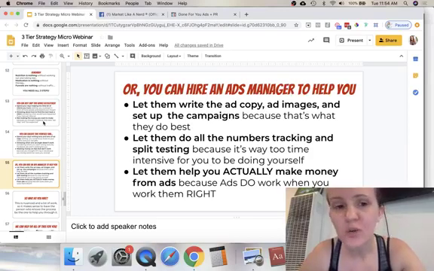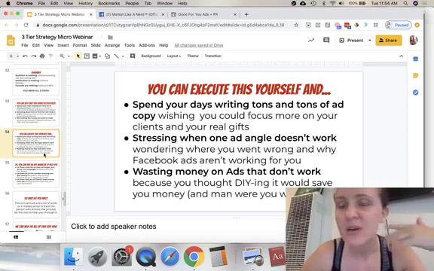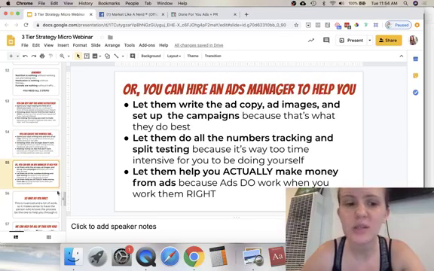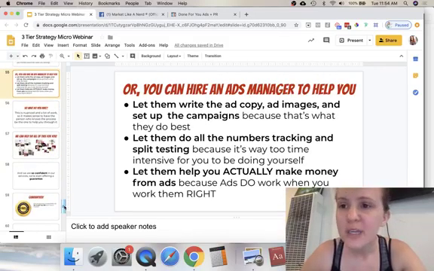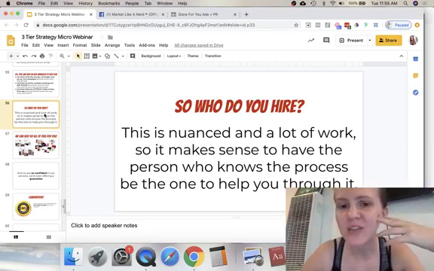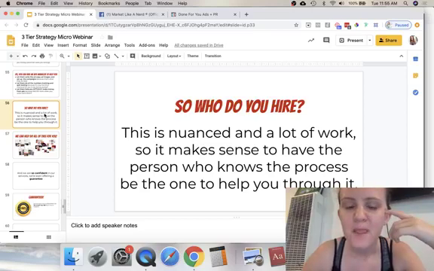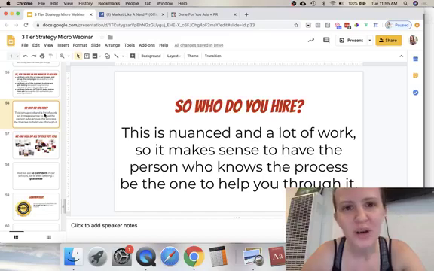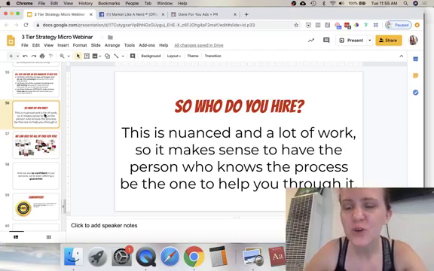So, that's the choice you have to make. Are you going to skip this advice altogether? Are you going to execute it yourself? Or are you going to hire someone to get help? Now, hopefully you've seen that what makes the most sense is actually hiring someone to help. But who do you hire? Because there are so many ads managers out there and they all make these different claims. So for that, I just want to remind you that this is a very nuanced process, and it's a lot of work. So what makes the most sense is for you to have the person who knows the process be the one to help you through it.